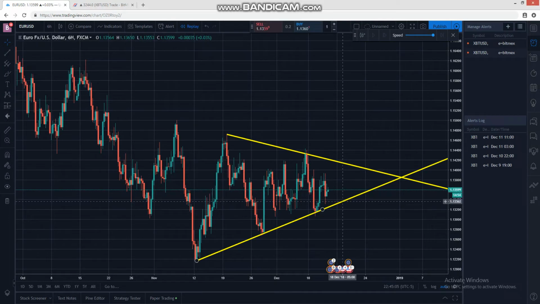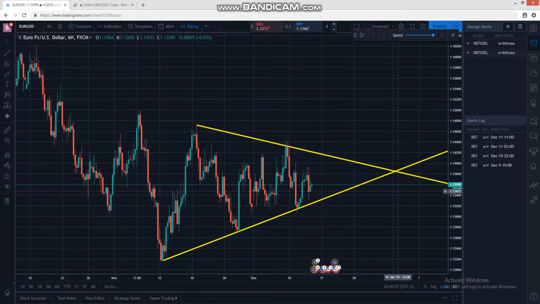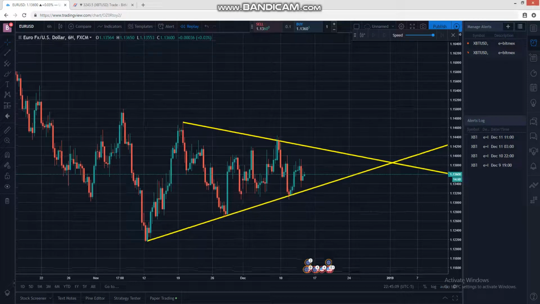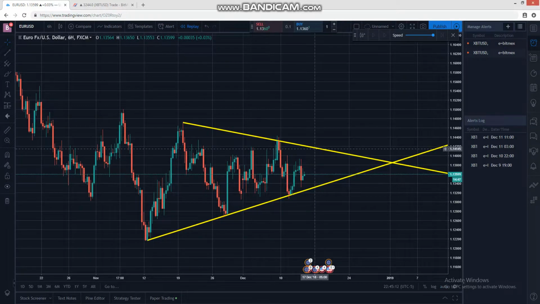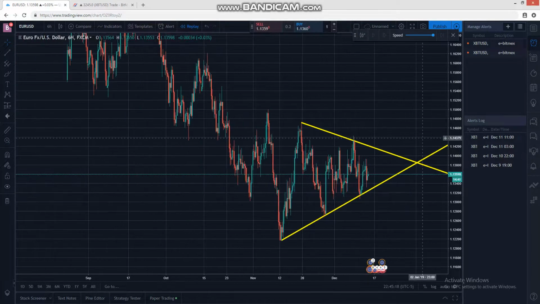When it goes to the support line, it'll just bounce up, and if it goes to the resistance line, it'll bounce down. So here, this is a triangle. If it breaks the resistance line, it'll just go up. If it breaks the support line, it will go down. And that's how you trade trend lines.